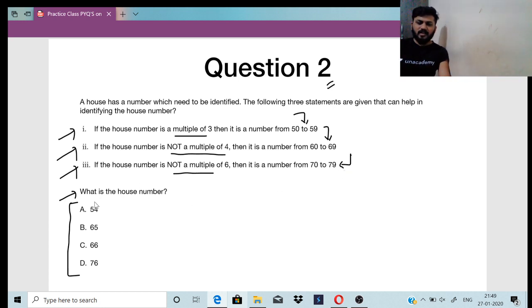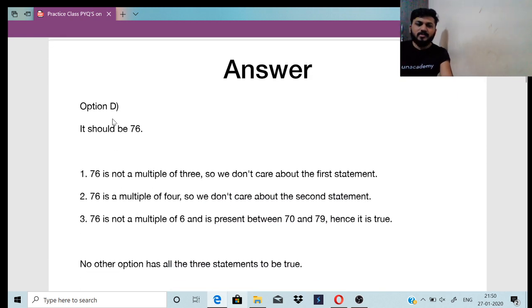Okay, Pranav is giving it as A, 54. Pranav, recheck your answer. Right? We'll go on with the answer. It is option D. It should be 76.